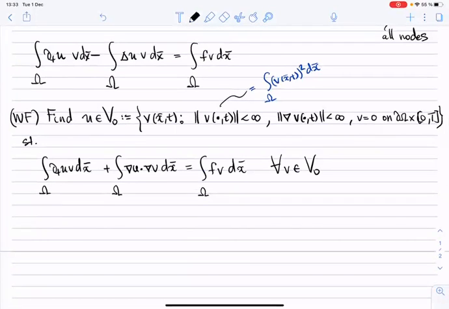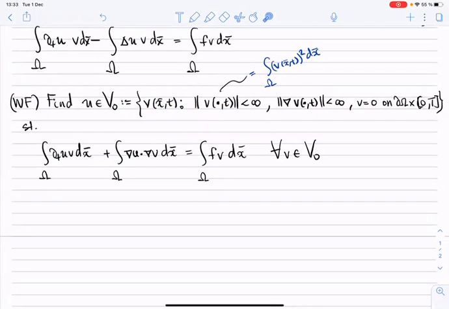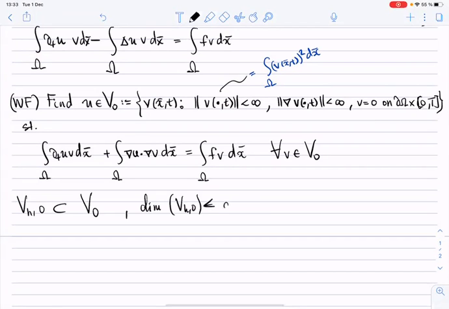All right, so we construct a finite dimensional subspace of this space, but you see, it still depends on t. So we are doing finite dimensions in space, not in time. We want to construct V_h0, which is a subspace of V0, and the dimension of V_h0 is finite, something like this.